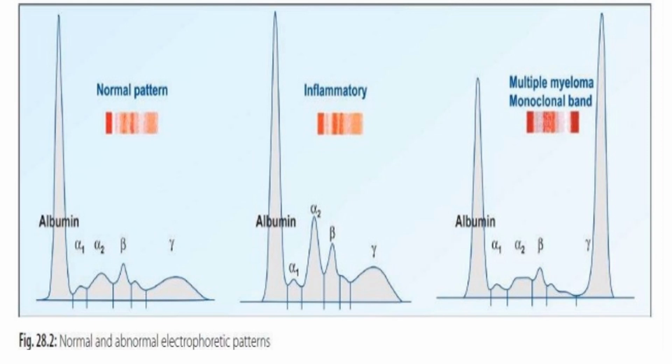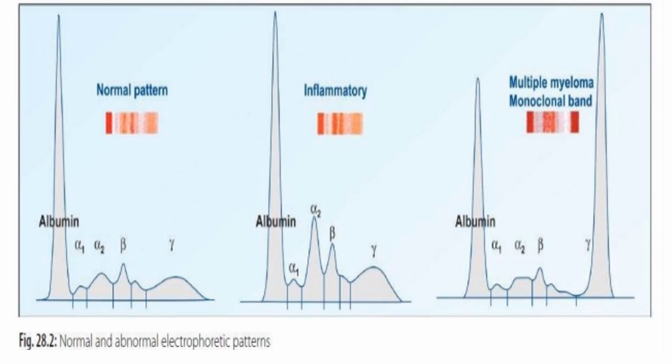In the normal, we can see a spike showing the albumin, and then we can see alpha 1, alpha 2, beta and gamma globulins in the normal pattern, and you can compare them with that of the inflammatory conditions and in multiple myeloma. Multiple myeloma is a tumor of the plasma cells, and plasma cells synthesize immunoglobulins, which are called paraproteins, and these paraproteins don't play any role in immunity.